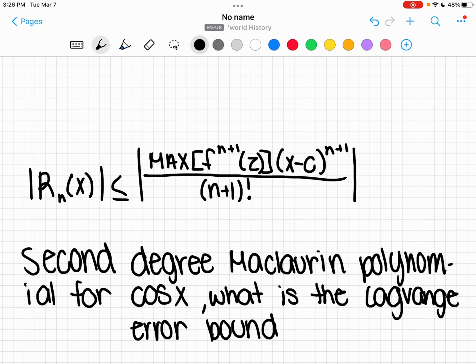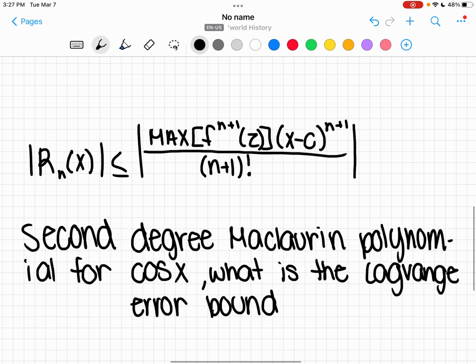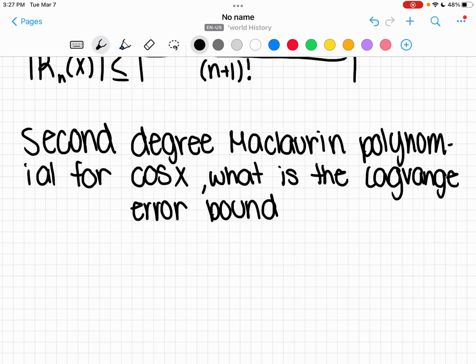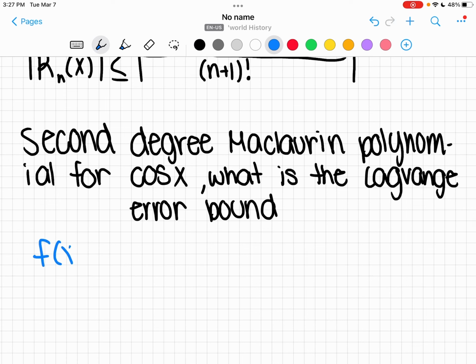So, for example: for the second degree Maclaurin polynomial for cosine x, what is the Lagrange error bound? The first thing we're going to do is identify the derivatives. Just remember what this is called, factorial. Okay, so f of x is equal to cosine x.